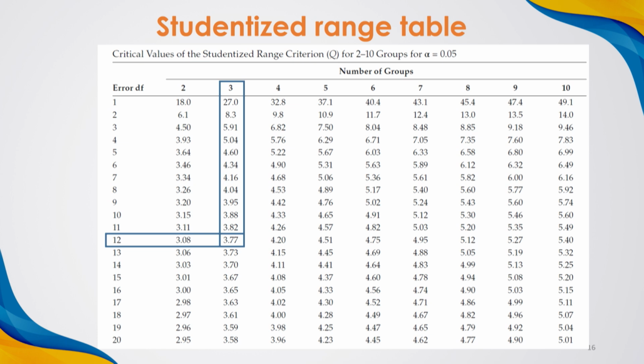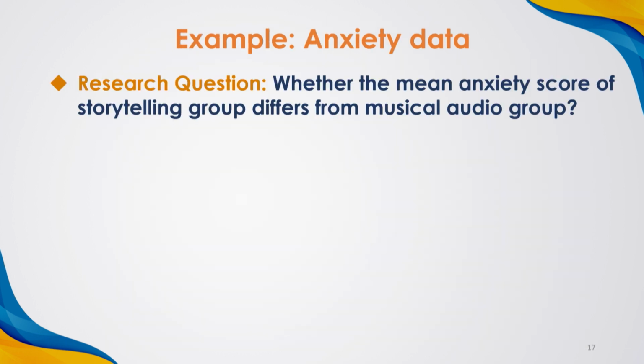In our example, we have 3 groups to be compared and our error degrees of freedom is 12, which is mentioned in the ANOVA table. This table is given for the particular level of significance alpha at 5%. So, let us look back at our ANSITI data, where we have our research question. Remember that we have already rejected our overall one-way ANOVA test. Now, we are going to further explore which particular pair of means are different.